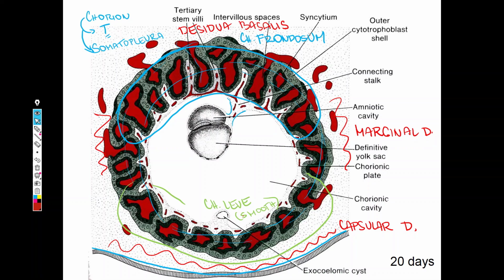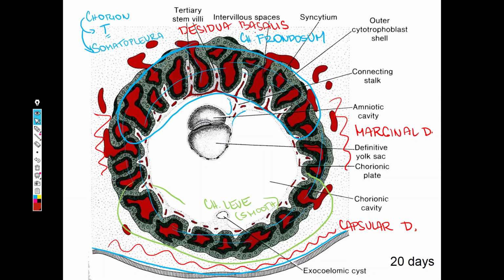This chorion is smooth because it does not develop so quickly. It's lagging behind the chorion frondosum because it hasn't got so much nutrients here. So just remember, capsular decidua is close to smooth chorion over here. Basal decidua is close to the chorion frondosum over here.